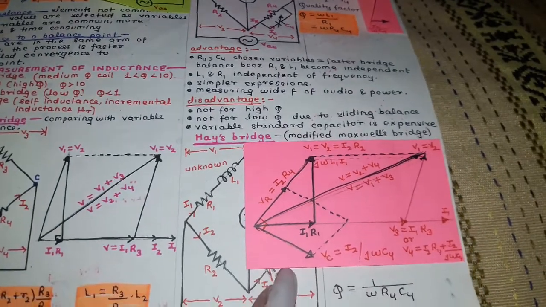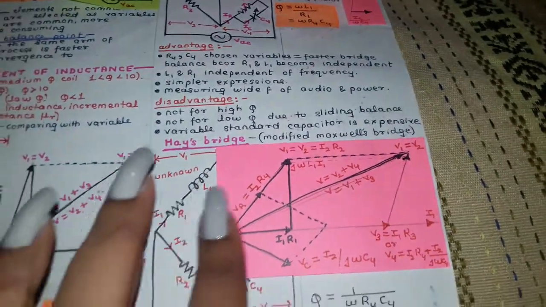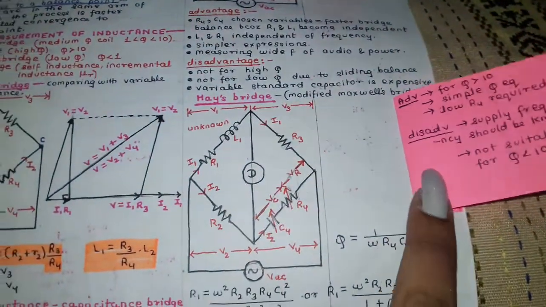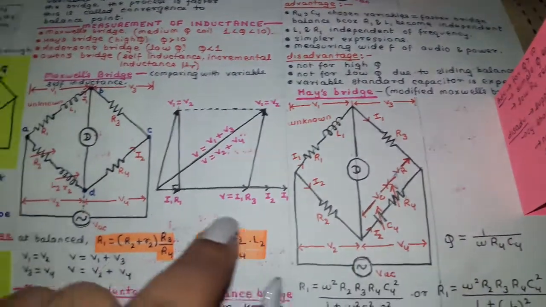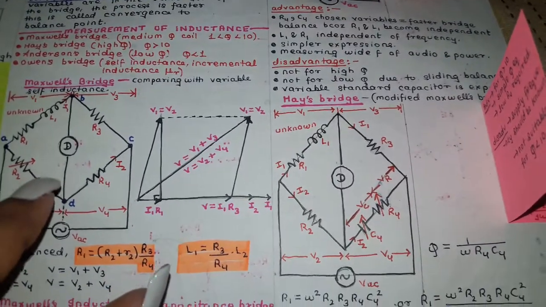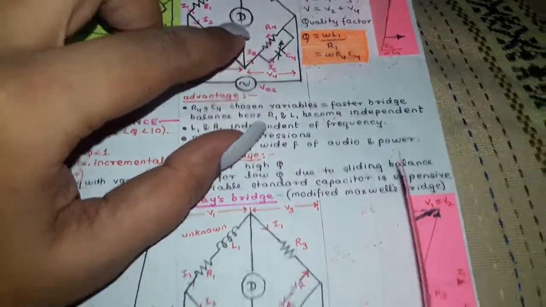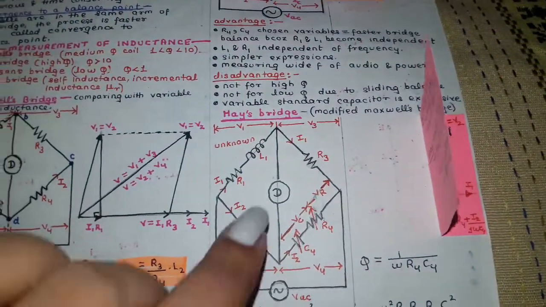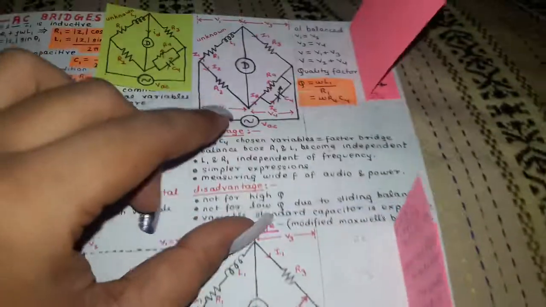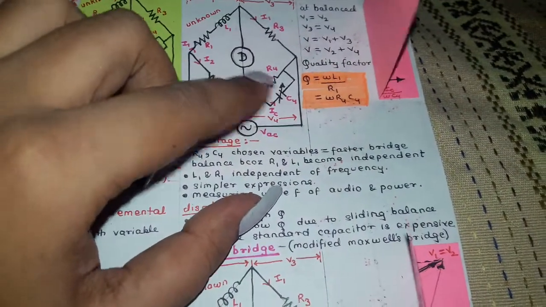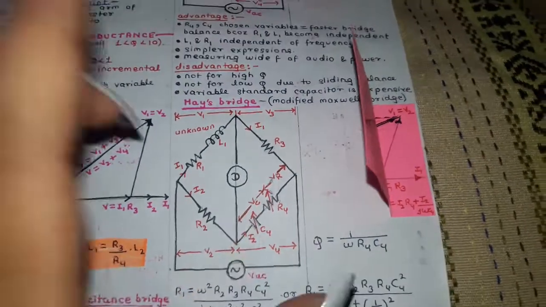Now we are moving on to Hay's bridge, which is actually a modified Maxwell's bridge. As you can see, this is your Hay's bridge. Comparing it with Maxwell's, here you see it is Maxwell's bridge in a modified way. Here you see these R and C are in parallel, and here they are in series. It is the modified form of Maxwell's inductance capacitance bridge. The only difference is that in the inductance capacitance bridge these two are in parallel, but here they happen to be in series. We are doing the same thing over here.